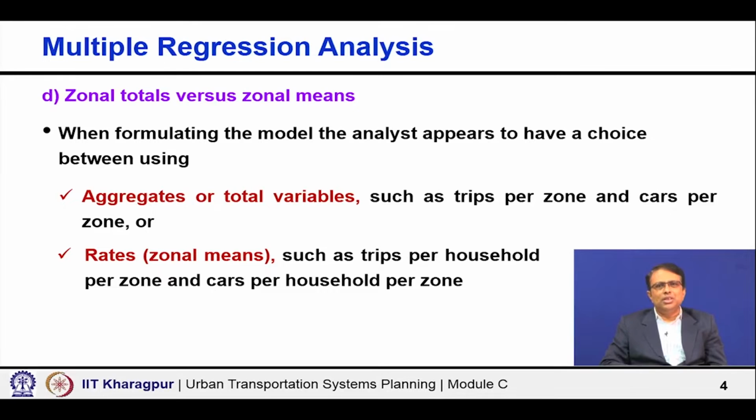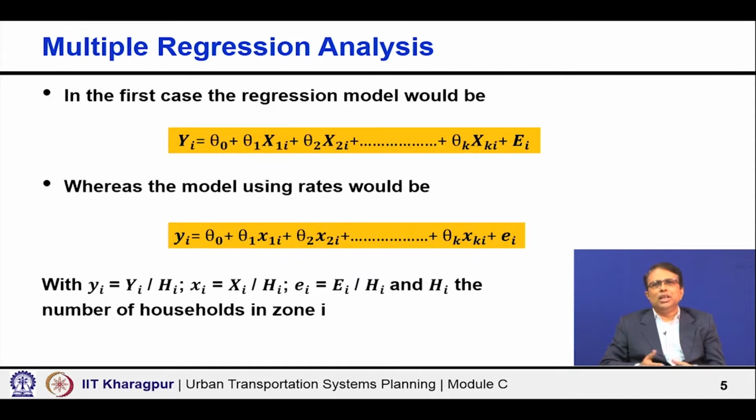Now, what are the implications? Before we talk about the implications, let us see mathematically what it means. If we are using zonal totals, maybe we represent the dependent variable as capital Y, and if we are using zonal means, then let us say we use the dependent variable as small y. So, either capital Y or small y for each zone, so it is y i.